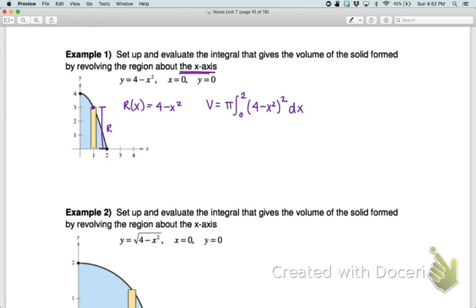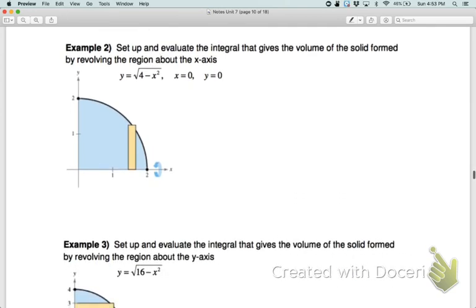Let's look at another one. So this time our equation is the square root of 4 minus x squared. Again, we're bounded by x equals 0 and y equals 0. And so we need to figure out the height of our representative rectangle because that represents our radius. And again, you could really draw that rectangle anywhere you want. It does not matter. So to get the height of the rectangle, that's going to be our formula, or the equation that we were given. So r of x is going to be equal to the square root of 4 minus x squared.